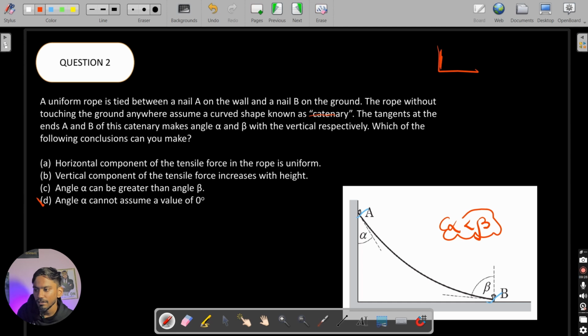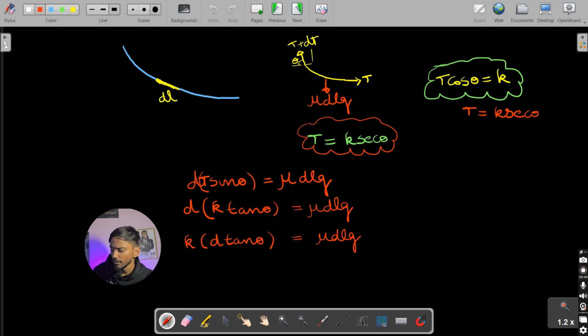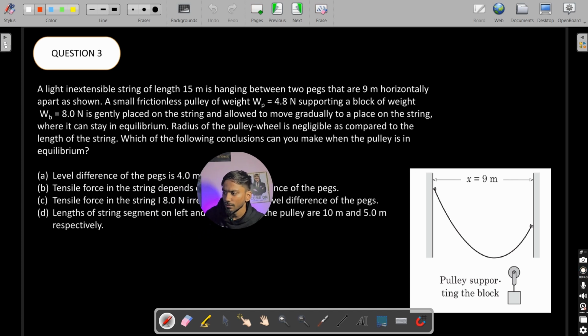So this is right. Horizontal component of tension is uniform. Vertical component of tensile force increases with height. There is no dependency of height here in vertical components. There is d of t sin theta which is constant, right? So we can't say that option is true. So options A and C are true. Let's go to the next question.